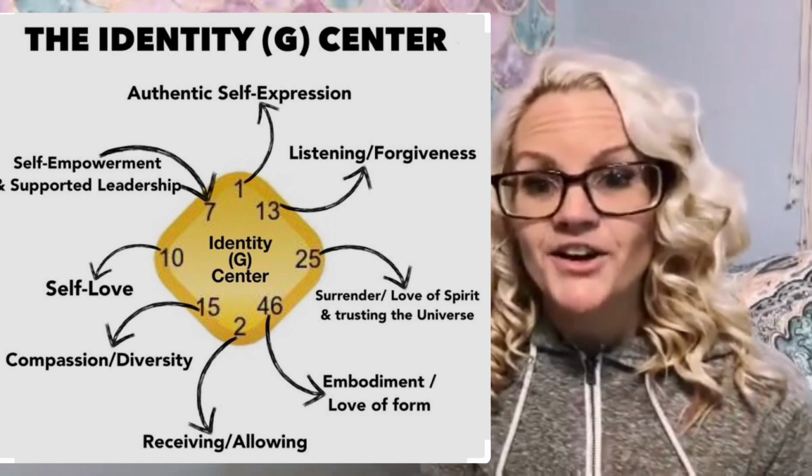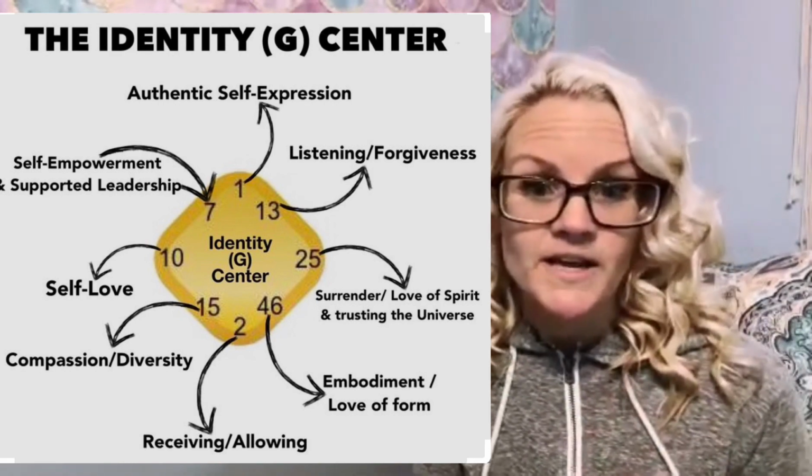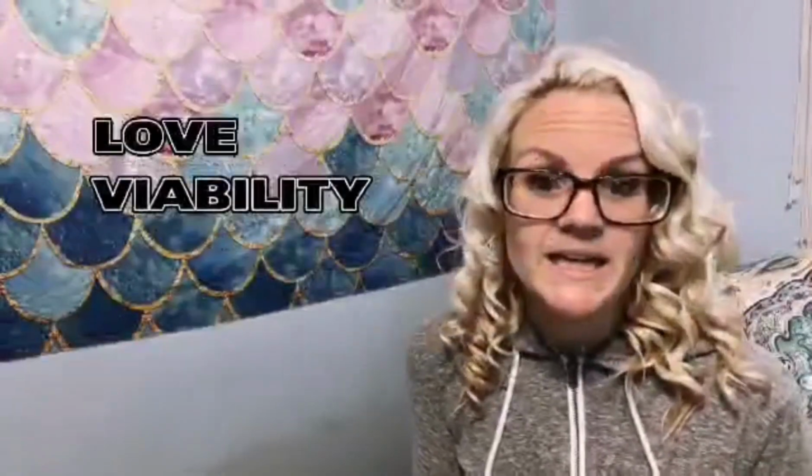Now, the G center is the identity center. It's the diamond-shaped center in the middle of your human design body graph chart. The G center is the center for love, viability, identity, and direction. So this has to do with how you address your self-worth and how you think of yourself, and also how you treat yourself.